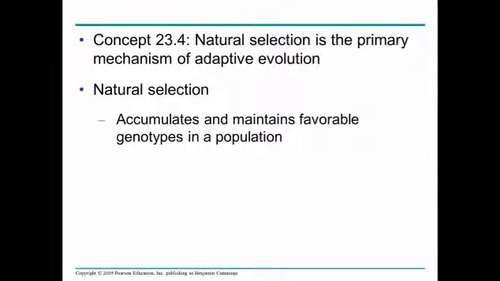All right, this is part 2, starting at concept 23.4 from chapter 23, of course. Natural selection, we touched on previously, promotes or maintains favorable genotypes, and those that are favorable are those that encourage reproduction or are more likely to reproduce. Because those genotypes are favored, they accumulate.